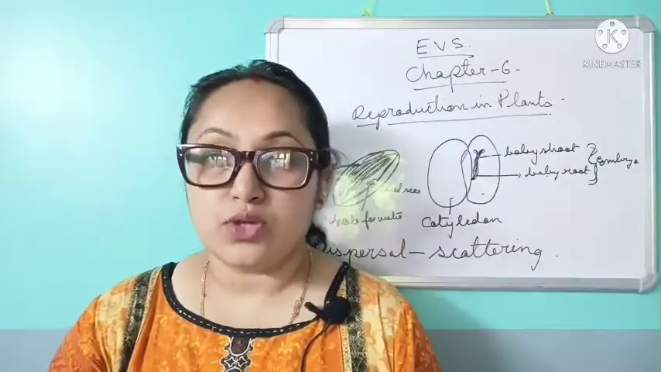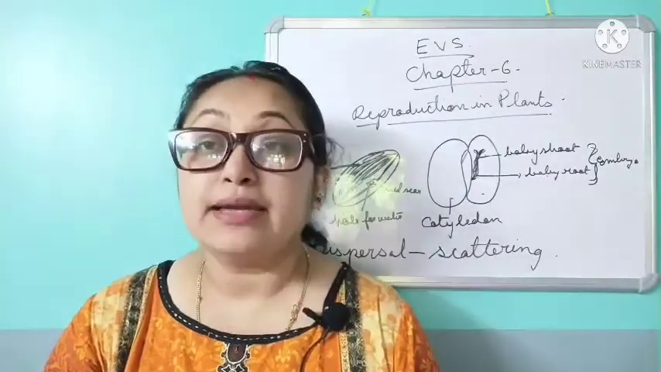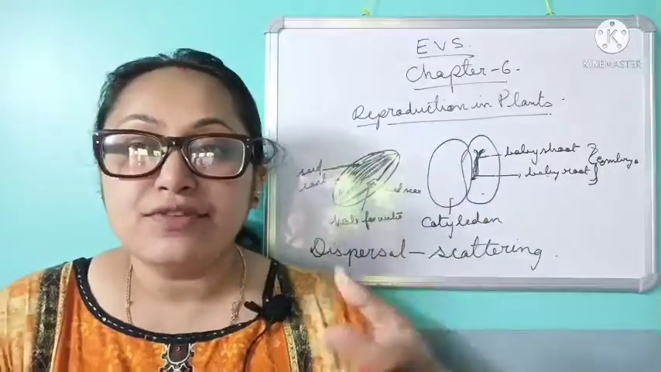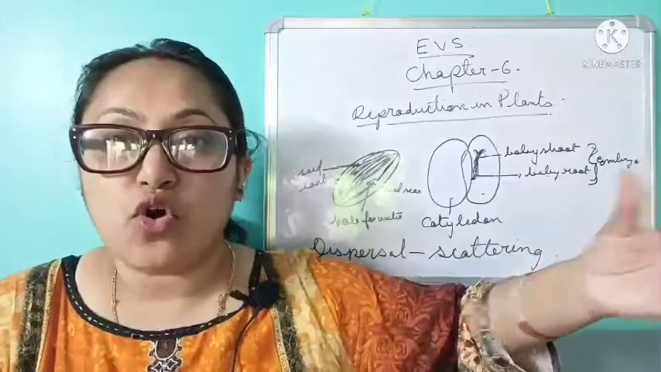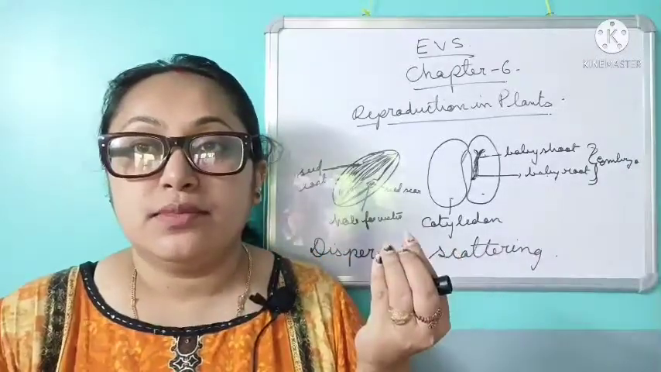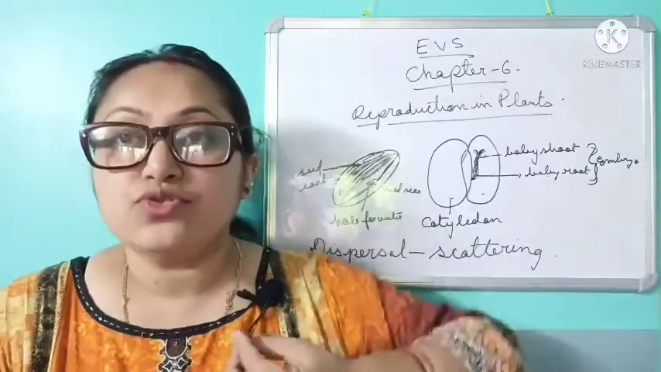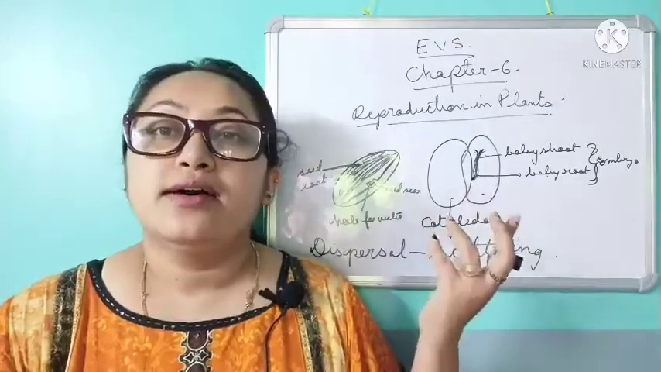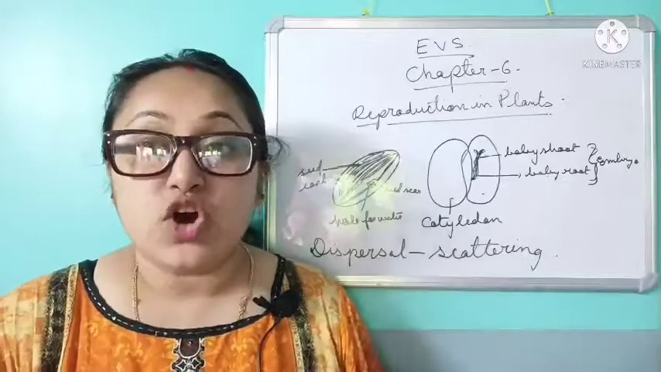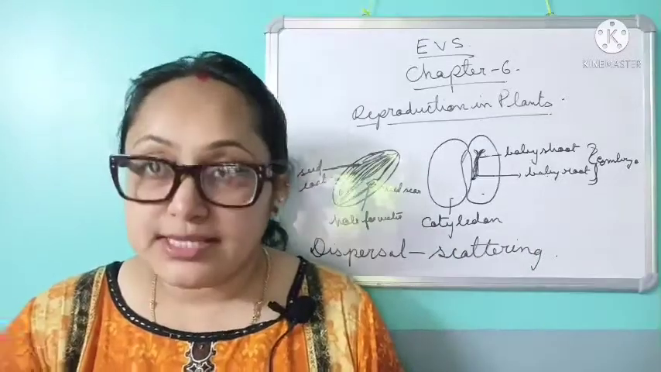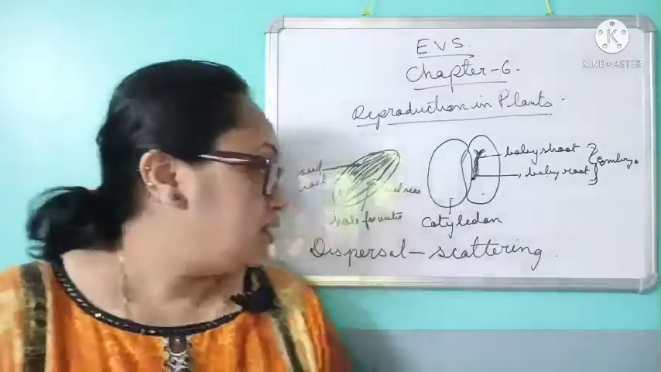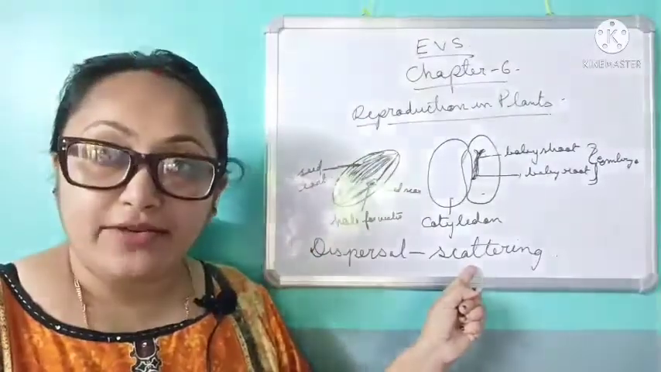Now come to dispersal of seeds. What do you mean by dispersal? Dispersal means scattering of seeds. Like we sow seeds by throwing them, is it not? Suppose there are coriander seeds, and we just throw them, and wherever the seed fell, a plant came out. This is called dispersal of seeds. That means scattering of seeds.